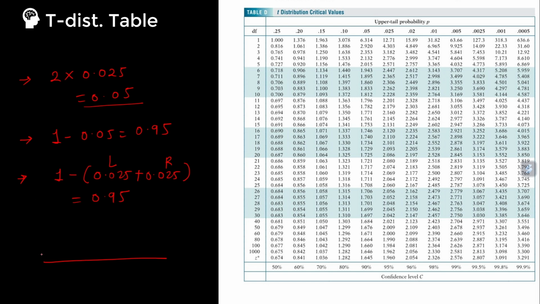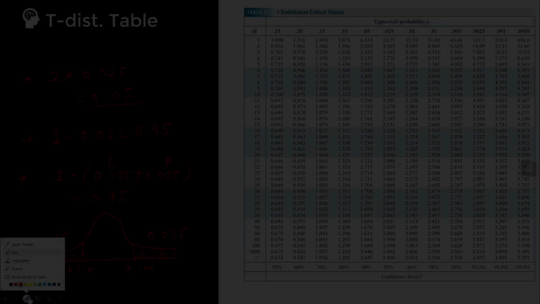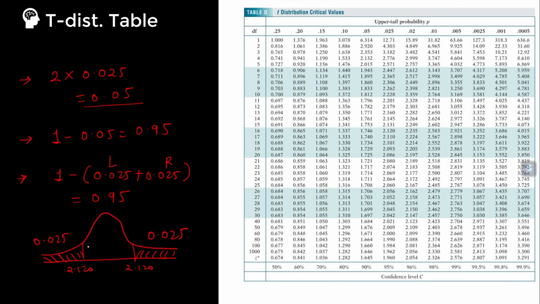So when we visualize this with the help of a diagram, what we can see is, on the positive side and on the negative side we have 2.120, this portion, and this portion is our 0.025, 0.025. Okay, and the between, it is asking us between, means the middle portion, the shaded yellow portion, it comes around 0.95. I hope this is clear to all of you.